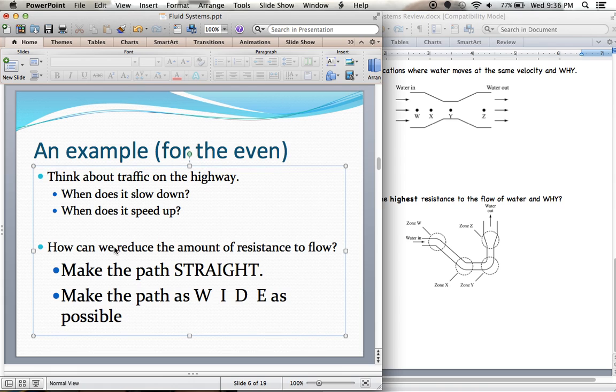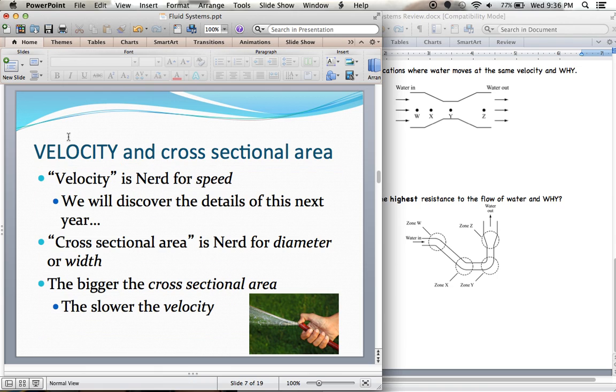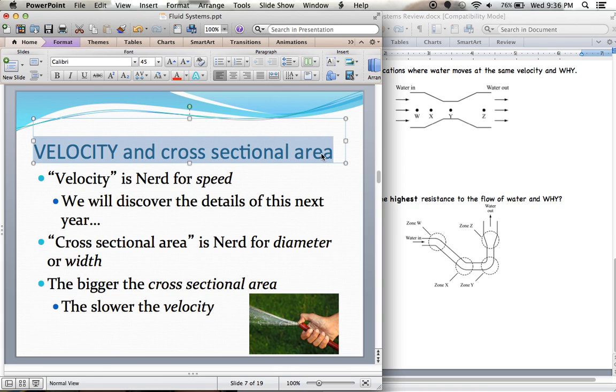If you want to reduce the amount of resistance, you make the path as straight and wide as possible. The size of it, the width, is actually the other thing. So there are two things that affect resistance. One being the number of bends. The second thing being the actual width. The width or cross-sectional area of the container or pipe that your fluid is flowing through is the other thing that's going to affect how fast it's going.